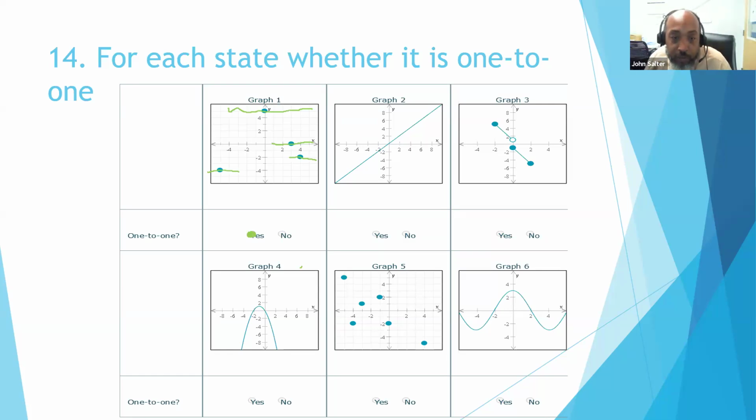The next one, if I was to do horizontal lines anywhere on here, it would hit once and only once each time. This passes. Here, it hits only one time. Perfect. Down here, if I hit it at just the vertex, it'll hit once, but everywhere else, it's hitting twice. This is not one-to-one.